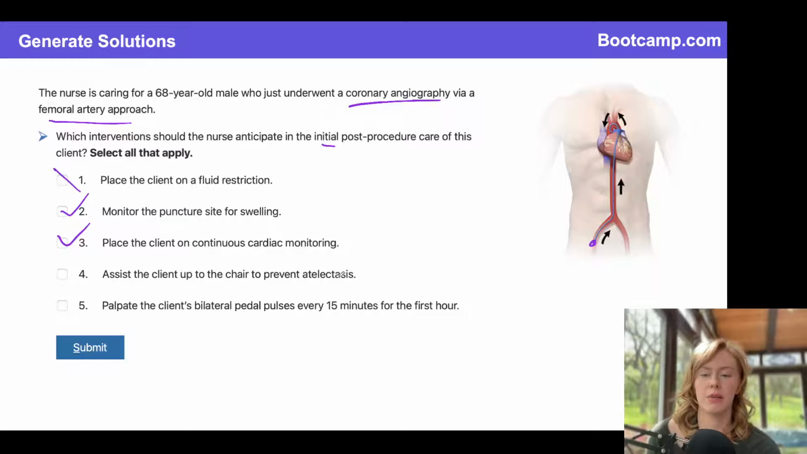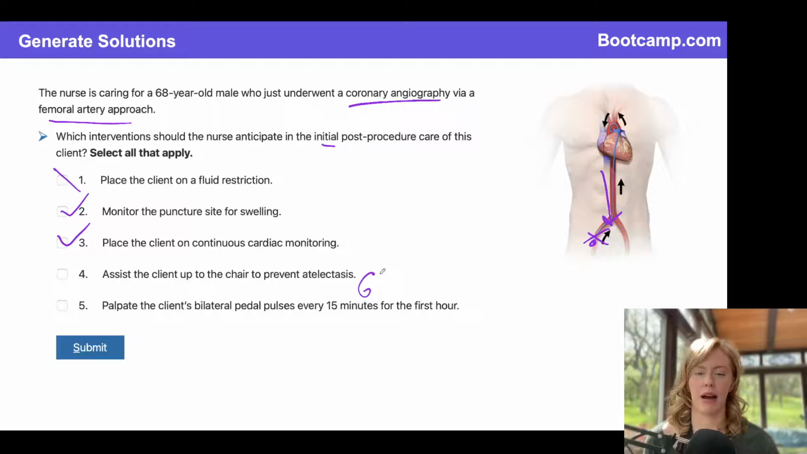Then should we assist them up to the chair to prevent atelectasis? So this is a very common thing after surgeries that we do, is we get patients up out of bed, we ambulate them, and that's done to prevent atelectasis. But this client who just had their femoral artery punctured, if they get up and walk around and sit down in a chair or even bend at the waist, that is going to put a lot of pressure on this site, and that can open up that artery that we're trying to clot off. So these patients need to be on bed rest. And do you guys remember how long they need to be on bed rest for?